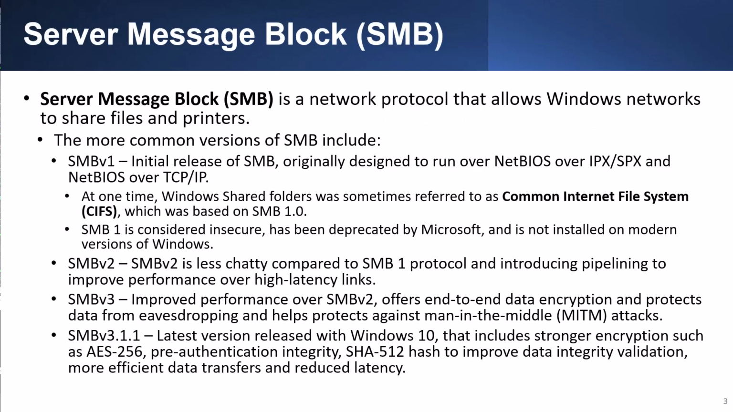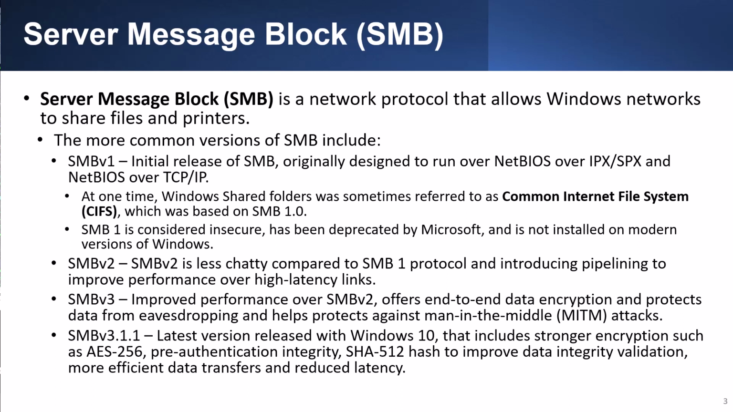Server Message Block, or SMB, is a network protocol that allows Windows networks to share files and printers. The more common versions of SMB include SMB version 1, which was the initial release of SMB, originally designed to run over NetBIOS over IPX/SPX and NetBIOS over TCP/IP. At one time, Windows shared folders were sometimes referred to as the Common Internet File System, or CIFS, which was based on SMB 1.0. SMB 1 is considered insecure, has been deprecated by Microsoft, and is not installed on the modern versions of Windows by default.